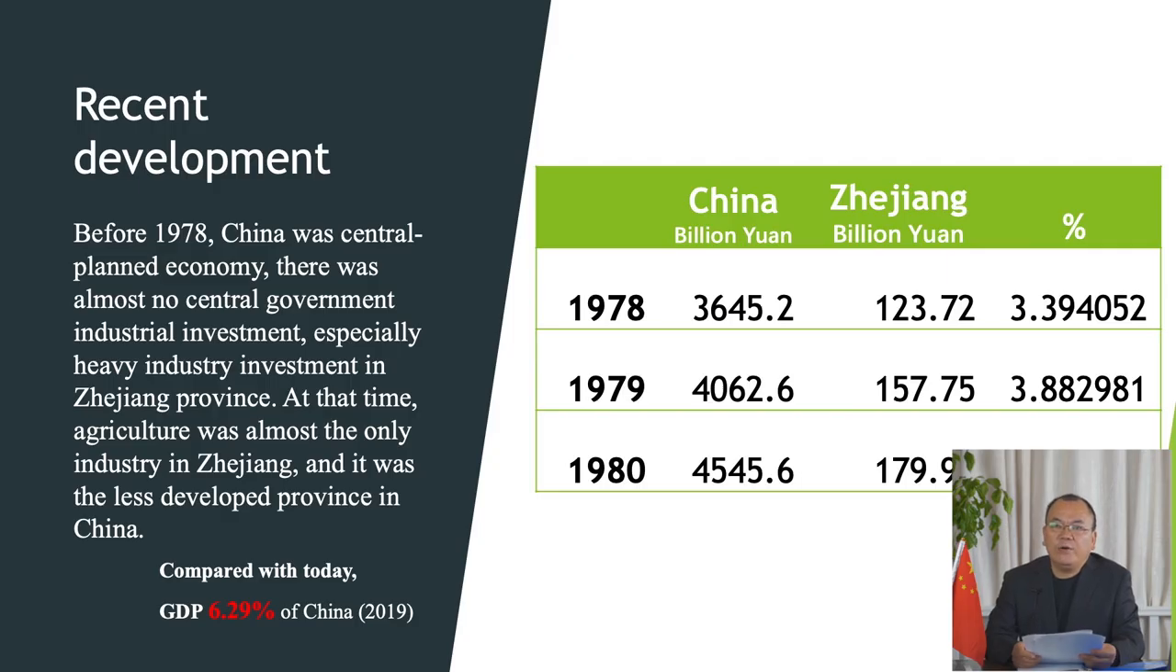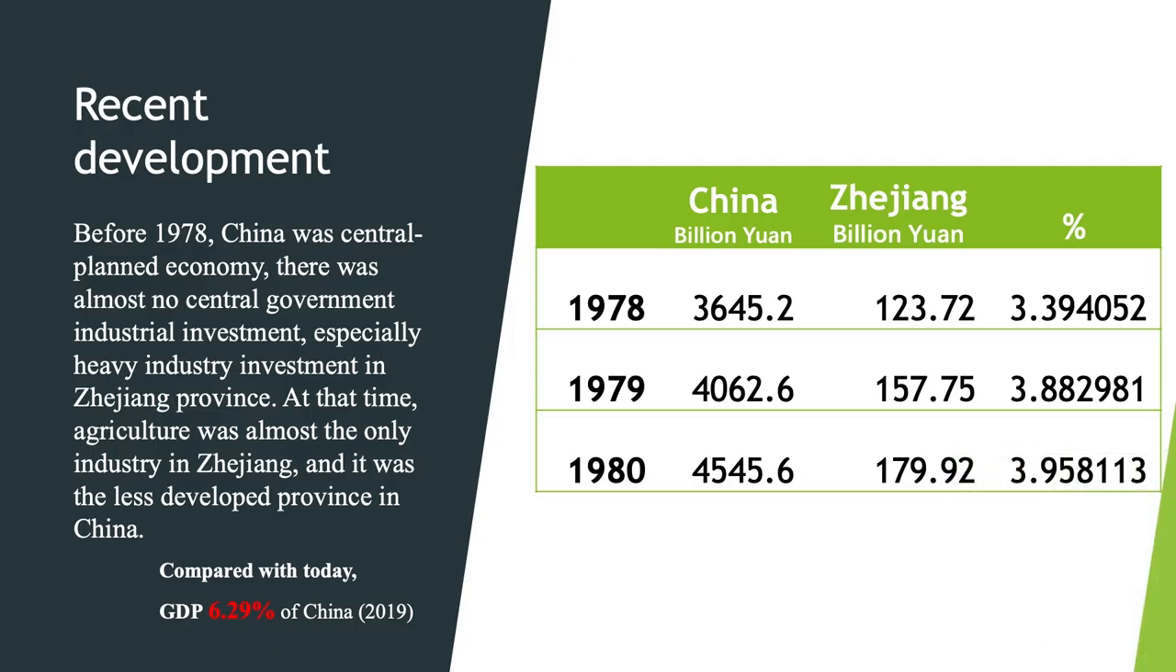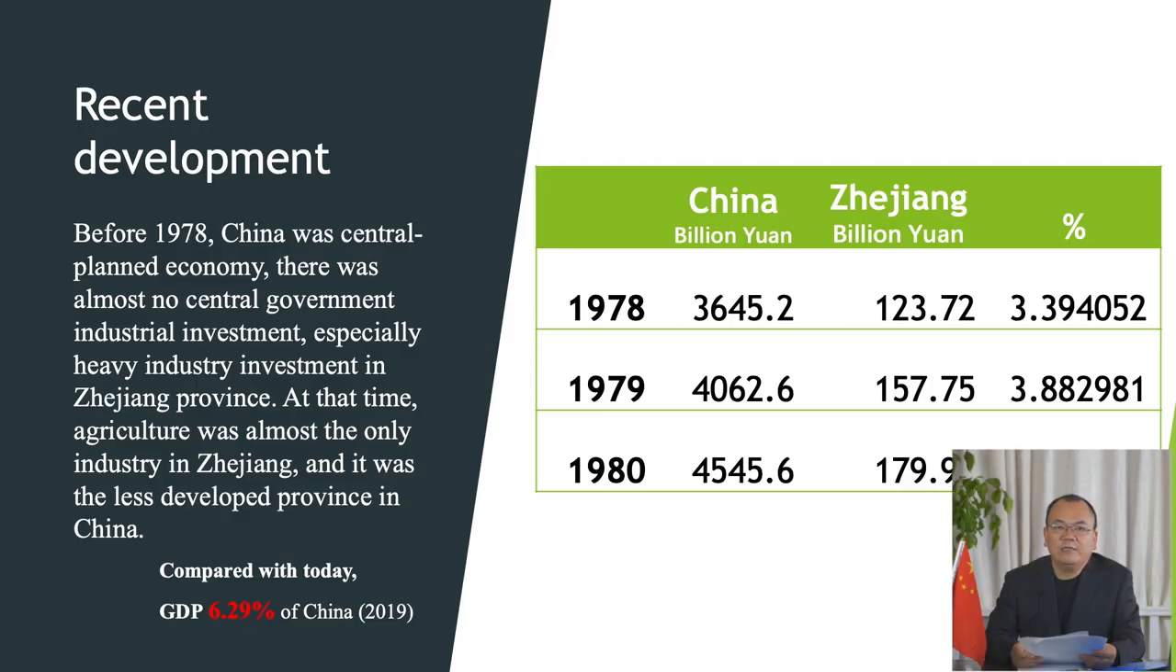You can see in the table, in 1978, Zhejiang province contributed only 3.39% of GDP. These figures grew slowly over the next two years. In 1979, it was 3.88%. In 1980, it is close to 4%. So compared with today, remember I highlighted just now, in 2019, Zhejiang's GDP is 6.29% of China.